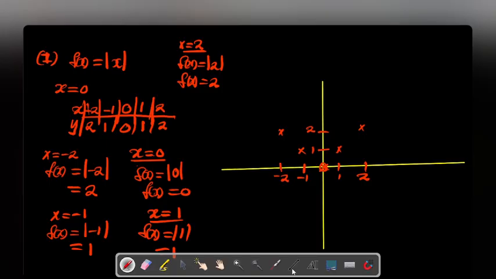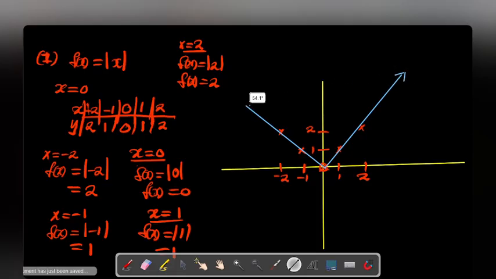Once we do that, we need to connect our points. Connecting them, we have a V. So this is our graph.